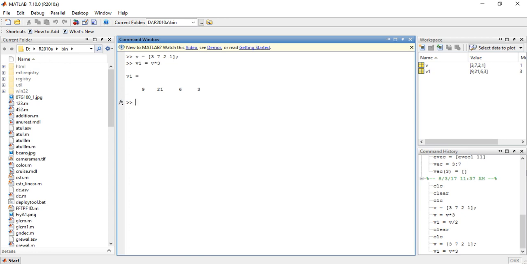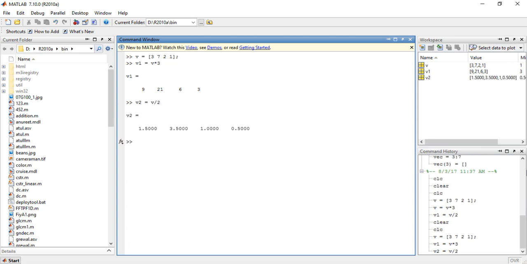Similarly, if you want to divide every element of vector v by some value, let us say 2, we are using the command v divided by 2, and this will give you the resultant as 1.5, 3.5, 1 and 0.5.